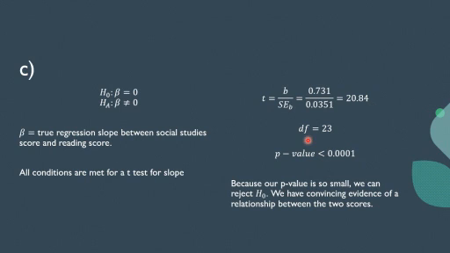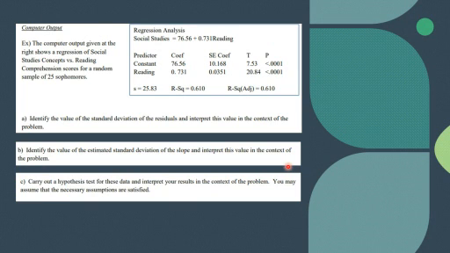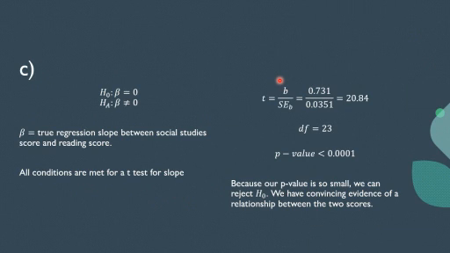Then state your df, which is the sample size, 25, minus 2, and then your P value, which in this case is less than 0.0001, which again is stated right here. So in this Minitab output, it tells you what the P value is, and you can use that. Since that is so low, we would reject the null hypothesis, and we'd say there's convincing evidence that there is a linear relationship between the social studies scores and the reading comprehension scores.